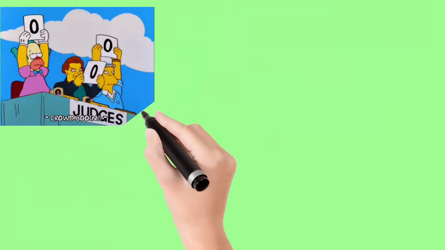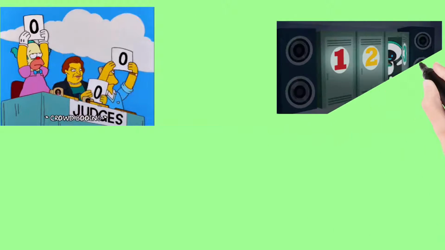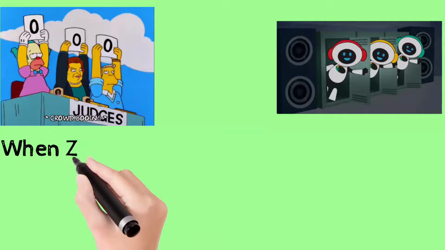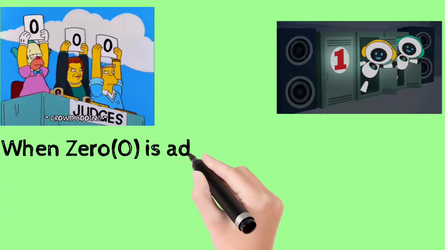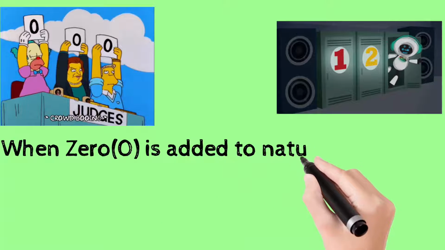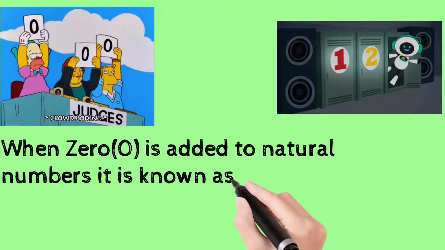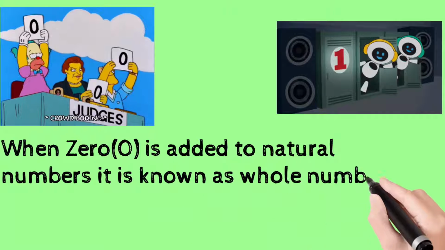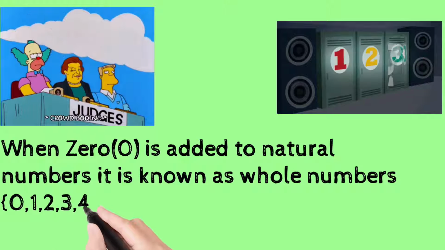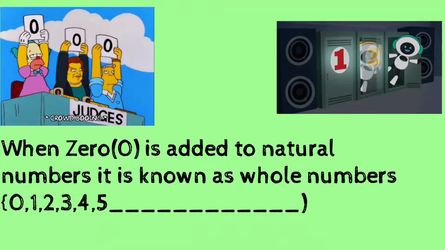The second type is called a whole number. It consists of all the elements of natural numbers, and along with that, it has a 0. So when 0 is added to the natural numbers, those numbers are called whole numbers. So the set of numbers will be 0, 1, 2, 3, and it keeps on going as it never ends.